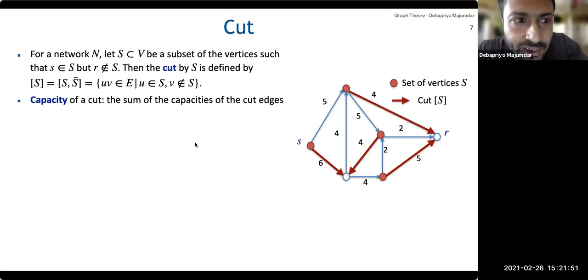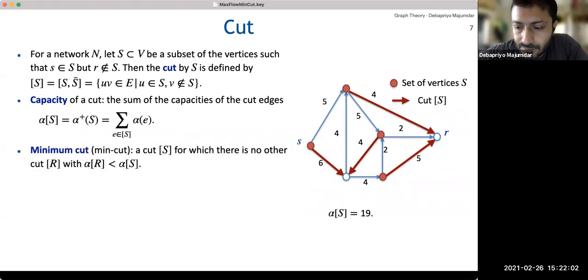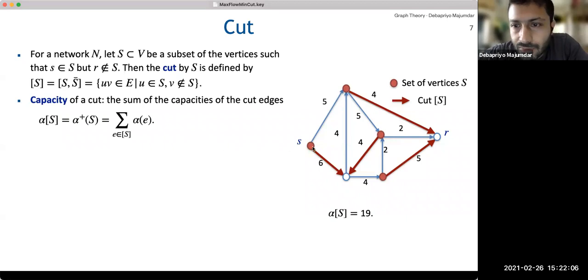Now the capacity of a cut is nothing but the sum of the capacities of the cut edges. In this case, what is the capacity? Let's just add 6, 4, 5, 4. So that should be 19. So for the set of vertices S, the capacity of the cut defined by S is 19.